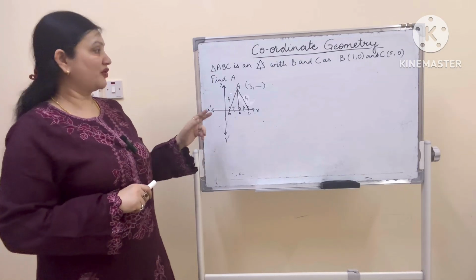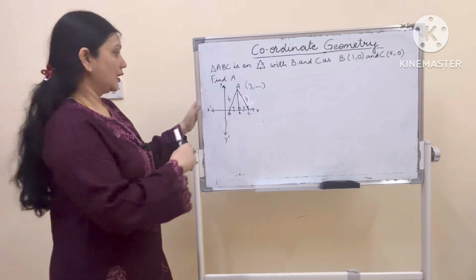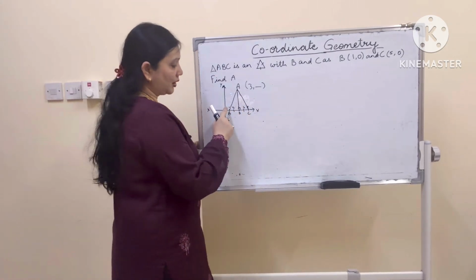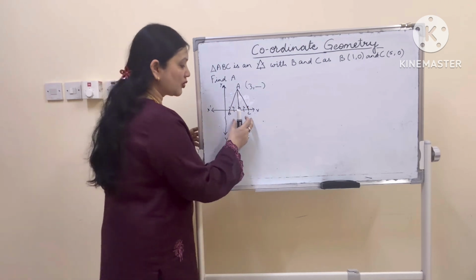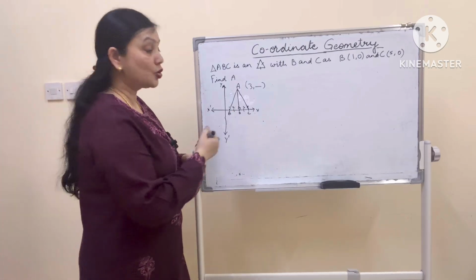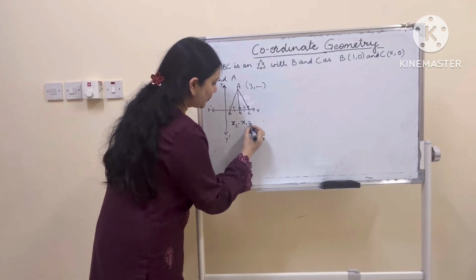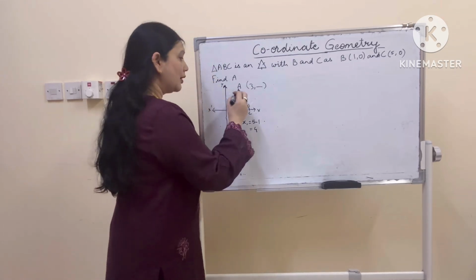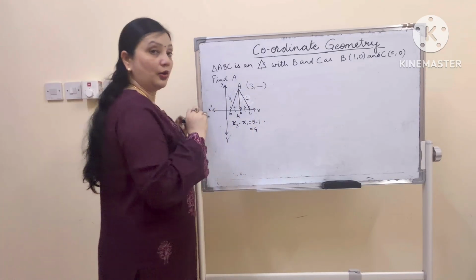Now, let us find out, if this is an equilateral triangle, then we know this distance, isn't it? So, B and C, we know that B starts from 1 and C starts from 5. So, what will be the distance? 5 minus 1, x2 minus x1. What will that be? 5 minus 1, which is 4. So, if this is 4, then this will also be 4 and this will also be 4.